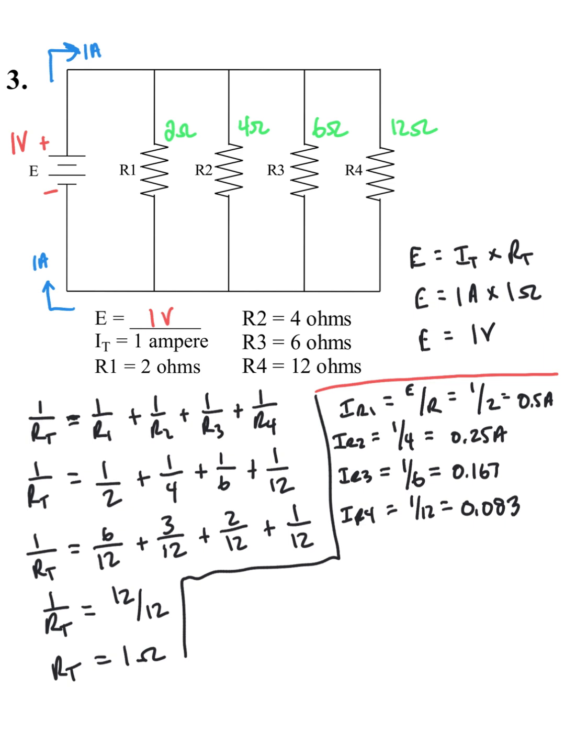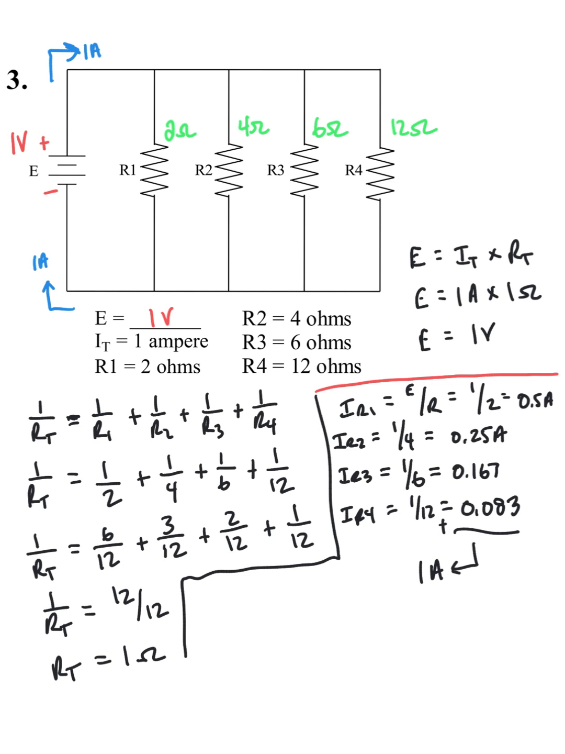Now, if I add those together, 0.5 plus 0.25 and 0.167 plus 0.083, I end up with 1, right? That's all of these if I add them together. It comes out to 1 amp. And that matches what we've got flowing in this. So I would say we've done a pretty good job right there. Everything matches up. And so this is good.